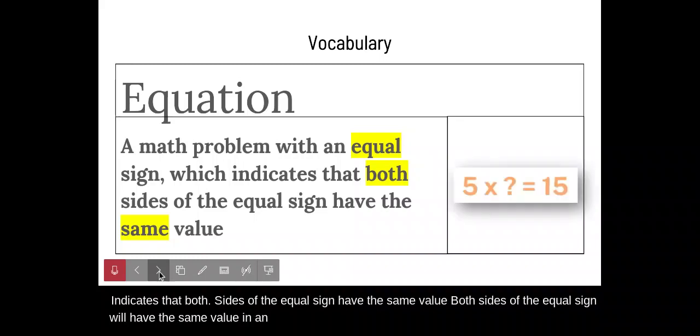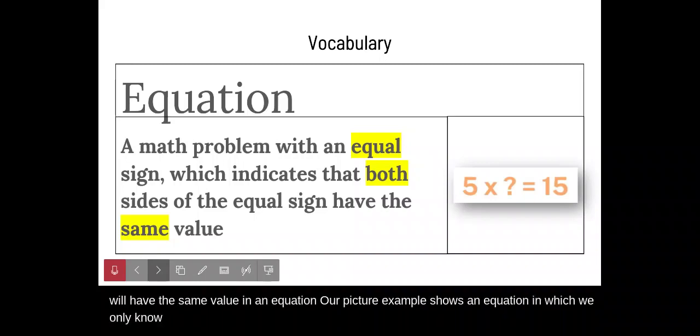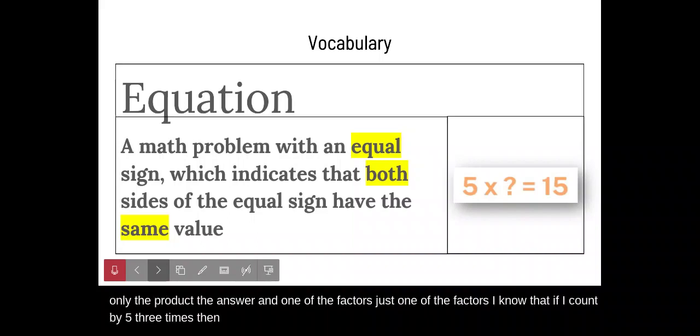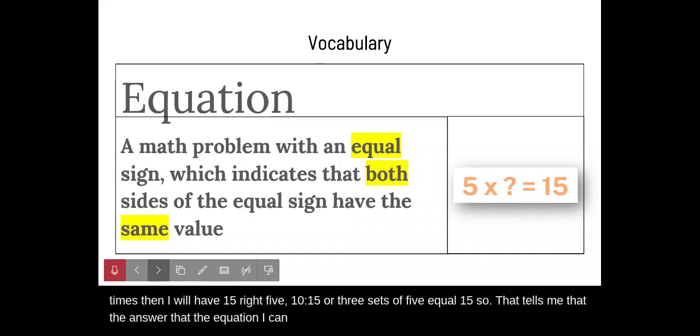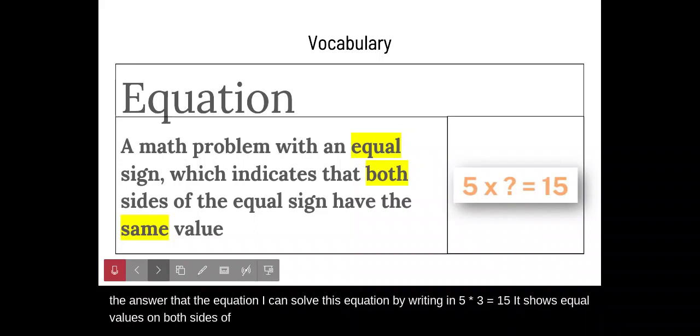Our picture example shows an equation in which we only know the product, the answer, and just one of the factors. I know that if I count by 5 3 times, then I will have 15, right? 5, 10, 15. Or 3 sets of 5 equal 15. So that tells me I can solve this equation by writing in 5 times 3 equals 15. It shows equal values on both sides of the equation.